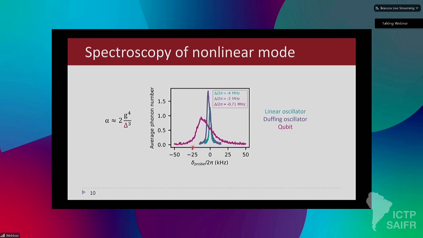And this is a classic indication that you're entering the regime of a so-called Duffing oscillator. And then as you keep going to even smaller detunings, you see that this line shape becomes even more asymmetric and becomes broadened. This is an indication you're entering the qubit regime, and what you're seeing is some evidence of power broadening of the qubit. So this qualitatively shows the evolution of the anharmonicity in our mechanical modes.